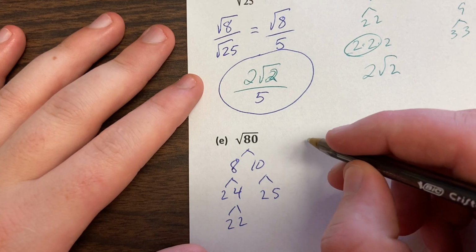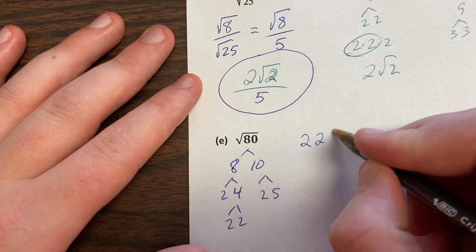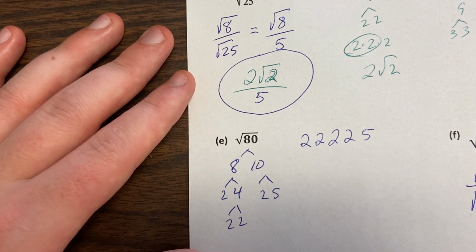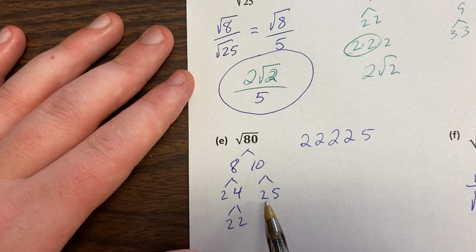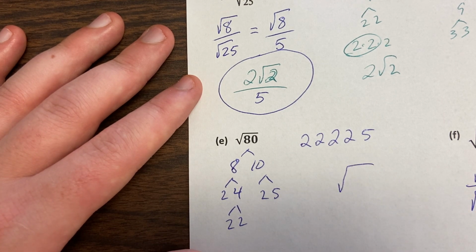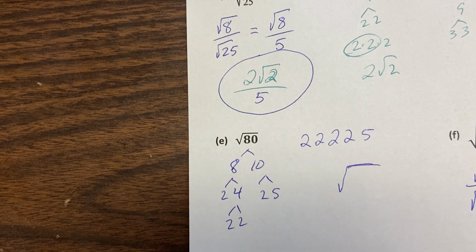Okay, so I'm going to write these out. I have 4 2's, and then a 5. Right, 1, 2, 3, 4: 4 2's and a 5. And again, I do this to help keep myself organized. I know stuff's going to have to go inside the house, and stuff has to go on the outside of the house. Now I've got my prime factorization. Let's start sorting this stuff out.